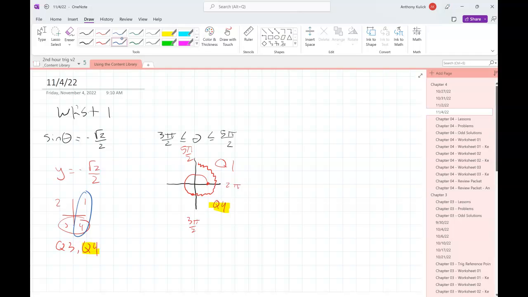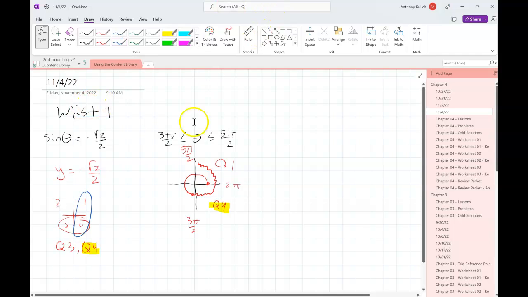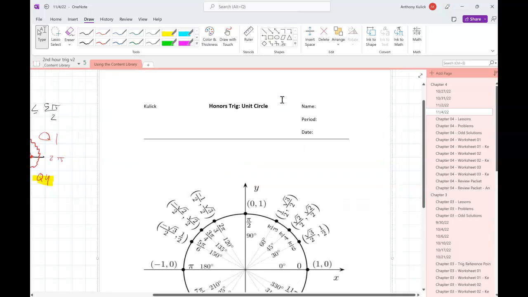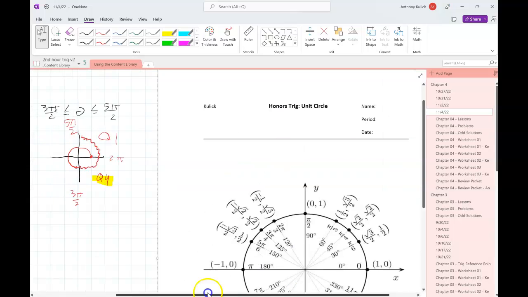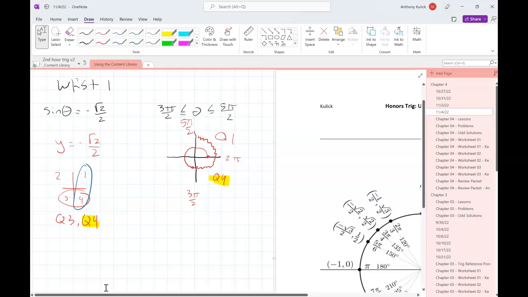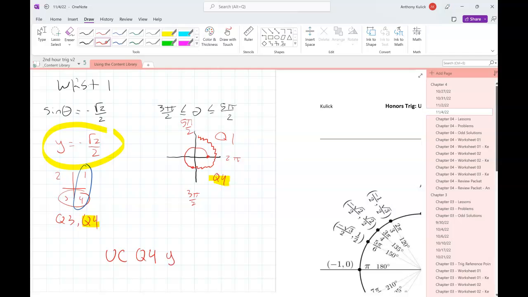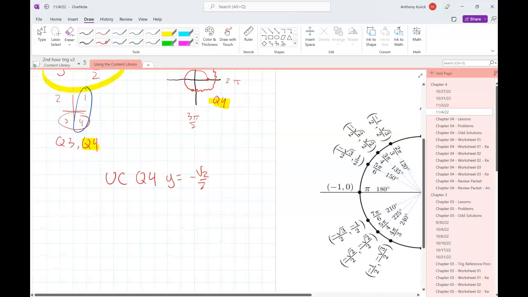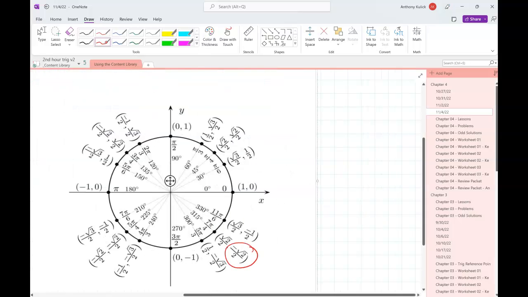So I'm going to go to my unit circle, and I'm going to look in quadrant 4, and I'm going to be looking for where the y coordinate is negative root 2 over 2. So I go to my unit circle in quadrant 4. There's my y coordinate where it's negative root 2 over 2. So my answer should be 7 pi over 4.